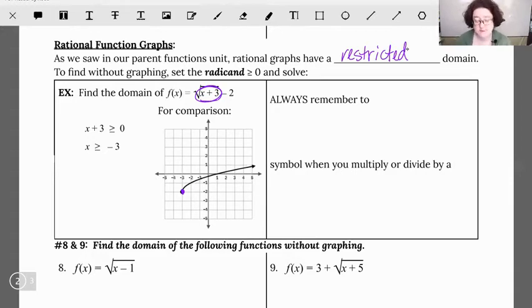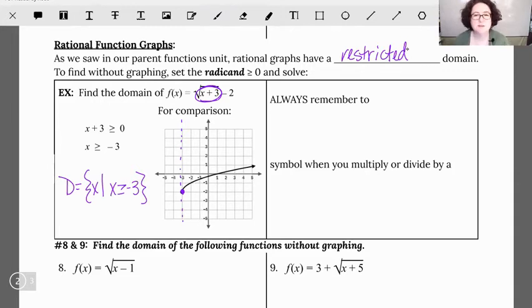So checking against the example, if we do this with the x plus 3 and solve that out, we get that x has to be greater than or equal to -3. And looking at our function on our graph, again, if we look at that -3 x value, we don't have anything to the left of that at all. So that is our restricted domain. Technically, our domain would be all x's such that x is greater than or equal to -3. So keep that in mind.